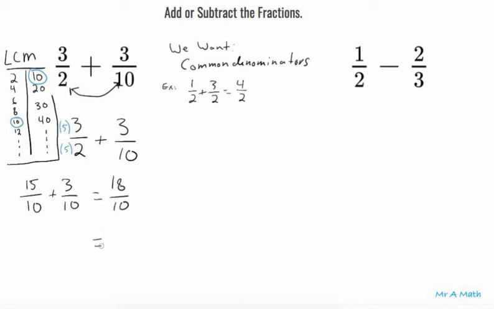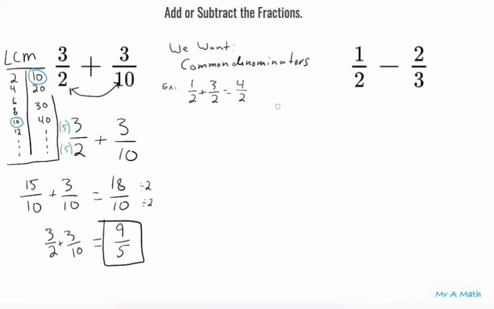But that's not the final answer because 18 and 10 have a common divisor. What is that common divisor? Well, they both have 2. Is there a higher one? No, 2 and 5 are the only divisors for 10. So if I divide top and bottom by 2, simplifying this ratio would give me a ratio of 9/5. So my answer here, 3 over 2 plus 3/10, is equal to 9/5.